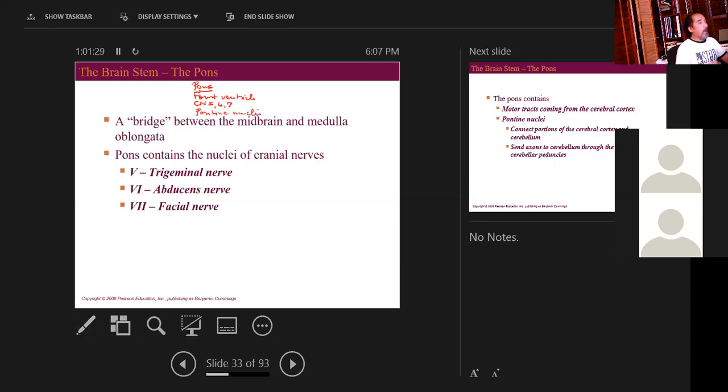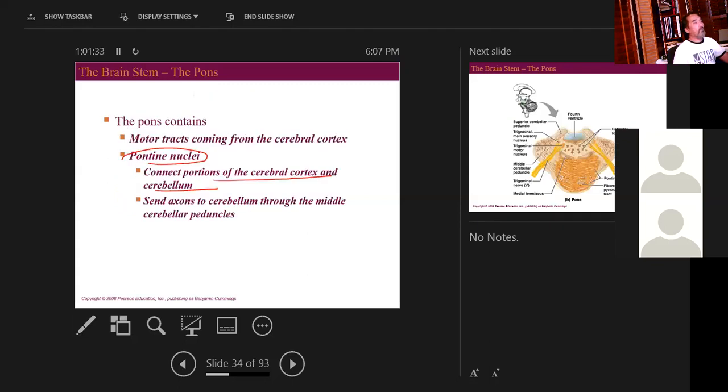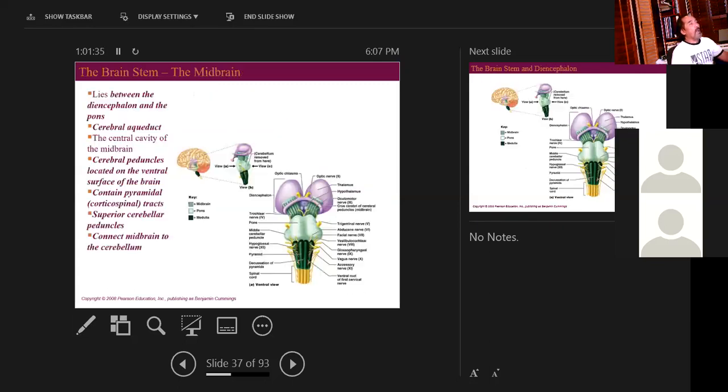So now we're going up. We start with medulla, now pons, and then we're going to go to midbrain. The midbrain is the upper part of the brainstem. This is my medulla oblongata. This is my pons. Now this is my midbrain. I see only two things on the midbrain in the front, but I see a couple more at the back. So let's take a look at the midbrain.